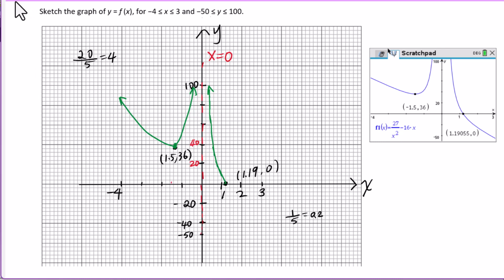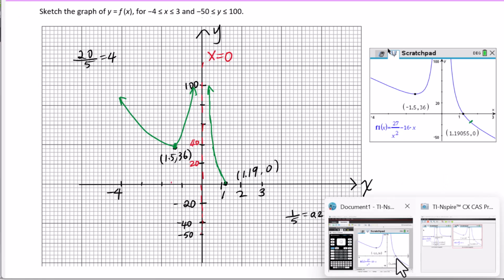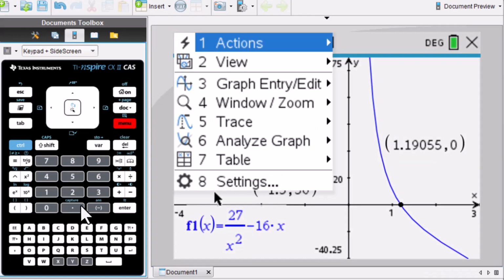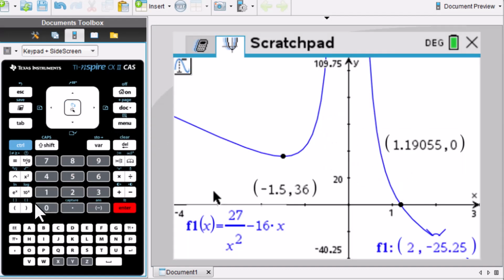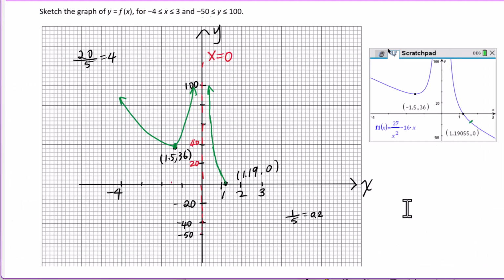You can locate another point over here so that you can draw this graph accurately. Go to menu, 5, enter. 2, enter. Negative 25.25. Just estimate over here. This is the graph for f of x.